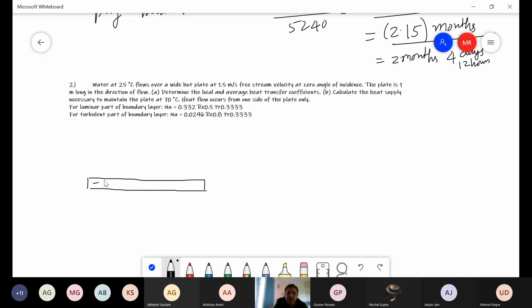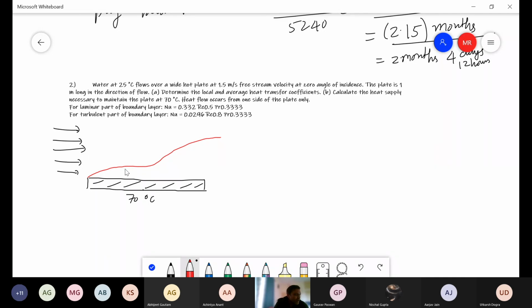So let's say we are having a plate. This plate is at a temperature of 70 degrees Celsius. This plate is maintained at 70 degrees Celsius. Then there is a flow of fluid over the plate, only at the top surface here. So typically your boundary value problem will be represented like this, isn't it?